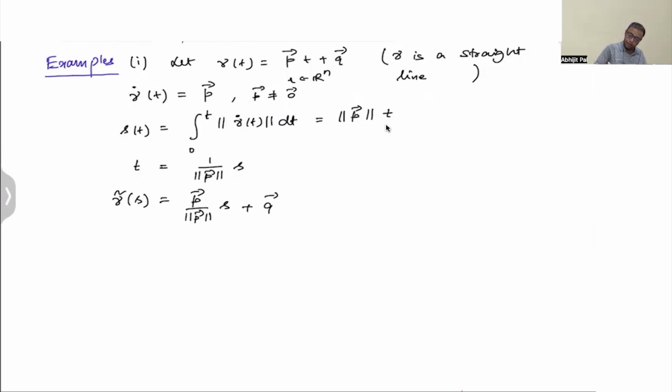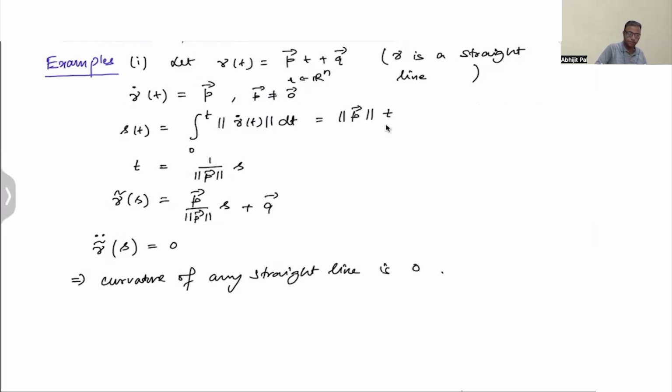Okay. And now you take the double derivative of this gamma tilde with respect to s, and this is always 0. So this means that the curvature of any straight line is 0. Okay.